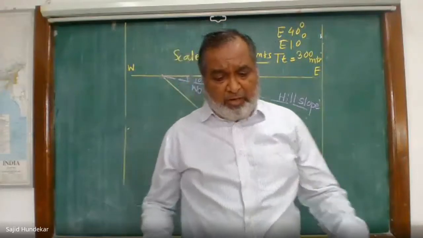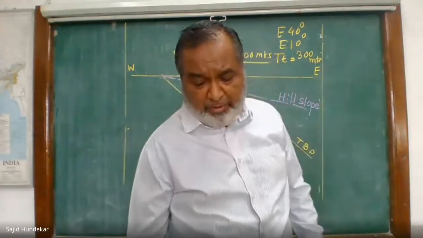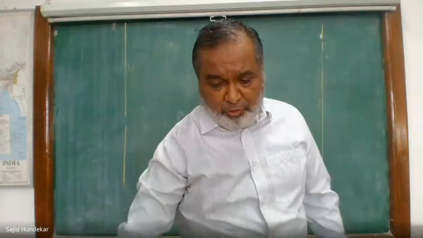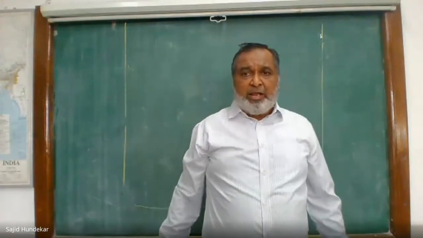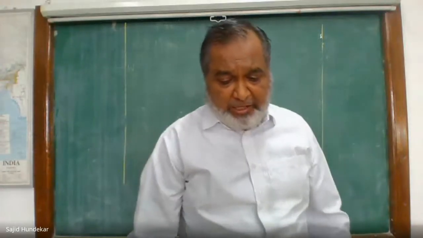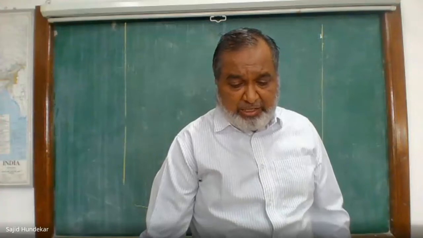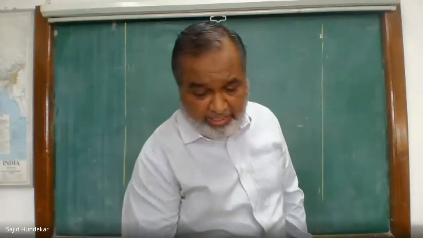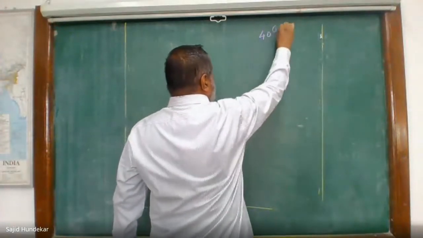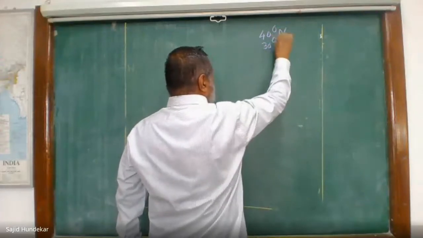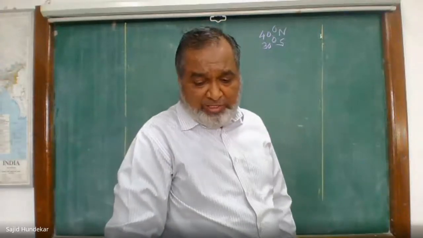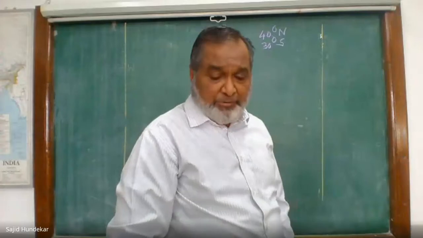Write down. Now we'll directly go to problem number 4. Write down problem number 4. A hill has a slope of 40 degree towards north and 30 degree towards south. So two hill slopes are there. One is 40 degree towards north and 30 degree towards south. These two points are given.